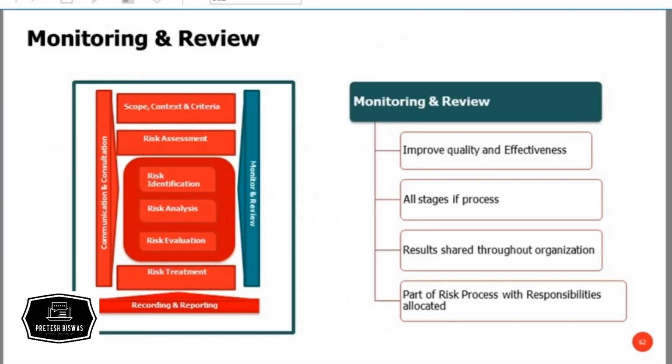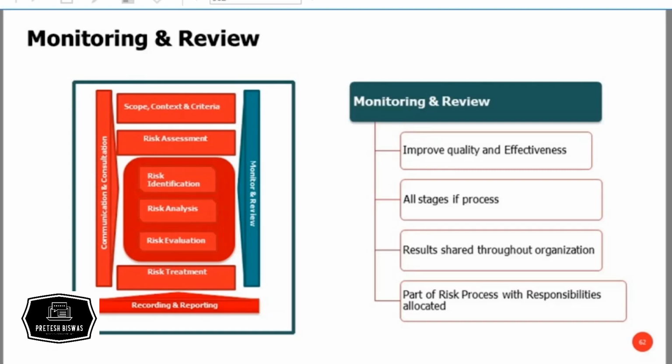The purpose of monitoring and review is clear. The purpose of monitoring and review is to assess how effectively we have designed and implemented, and what are the outcomes of each of these stages of the risk management process, so that we can improve on this process and make it more effective. Now, monitoring and review has to be done at all stages. So you will monitor the scope, context, criteria. Internal issues may change, external issues may change, legal requirements may change, customer expectations may change.